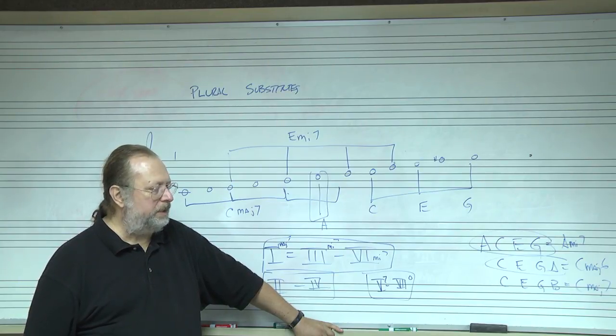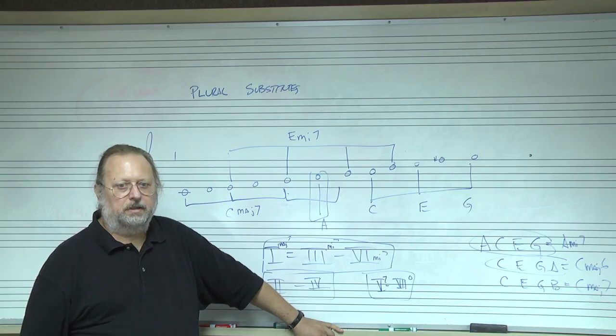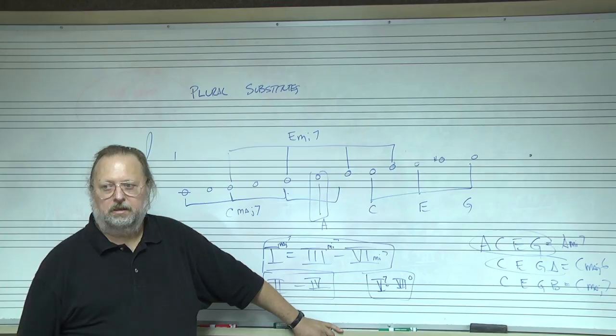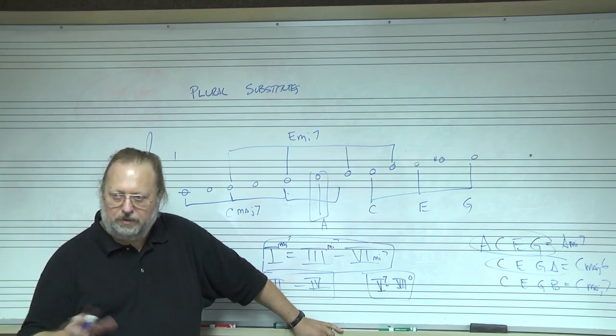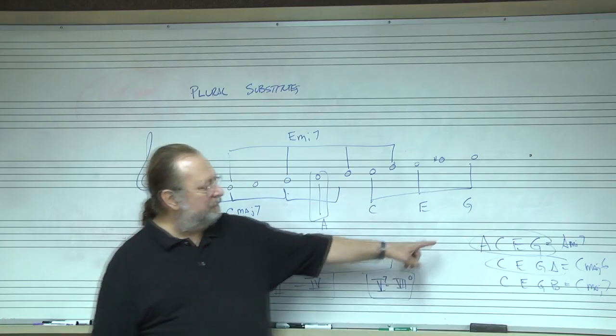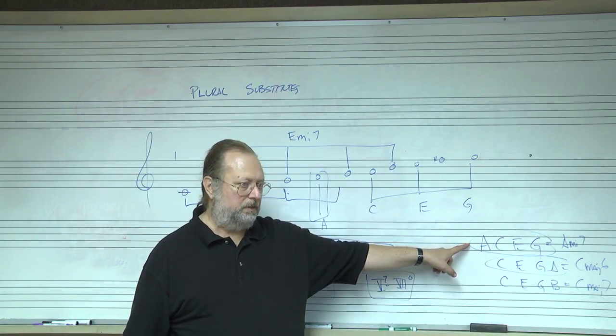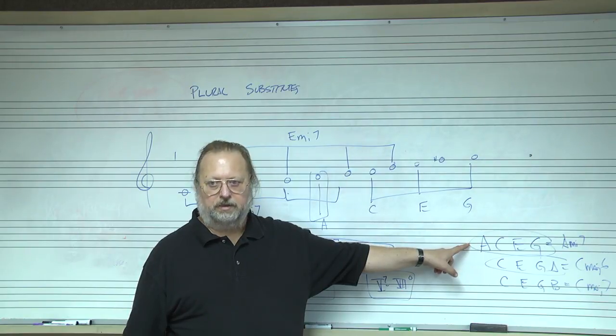A, C, E, G is A minor 7, right? C, E, G, A is C major 6. They're the same notes, aren't they? So you can use those interchangeably with each other, can't you? A minor 7 is the 6th chord in the key of C, isn't it? And it's a relative minor.